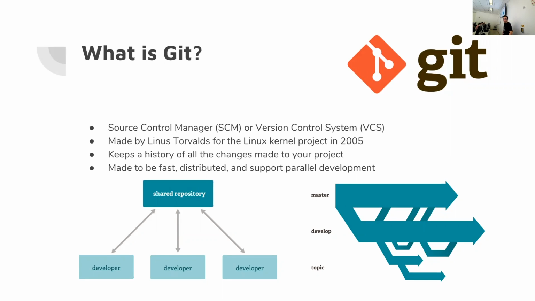I have a few things up here. Distributed, so each developer has their own repository they can develop on, and a shared repository that they can publish their code to and pull other developers' work from. It's also made to support parallel development, so you can have separate branches of development. You might have a master branch that is production ready, a develop branch, which is code that you are currently developing, and then topic branches, maybe for features you're working on, things like that. But we'll go over some of that in a little bit.